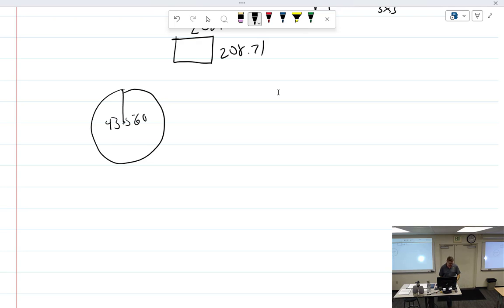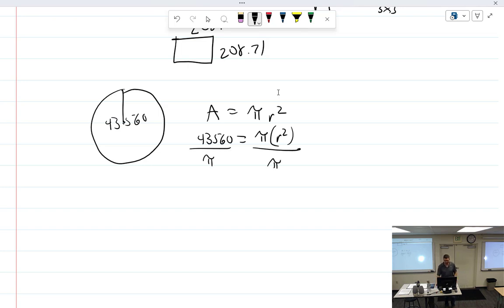So we just go back to the formula, which we'll talk about area a little bit. Area equals pi times the radius squared. Well, what do we know? We know the area is 43,560 equals pi times the radius squared. So now we just solve for this. Divide each side by pi. Divide each side by pi.